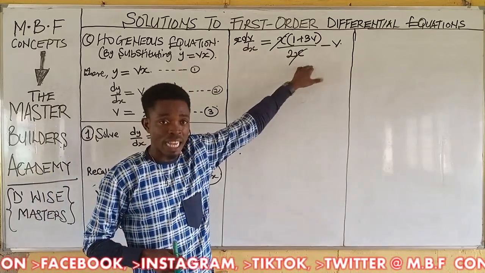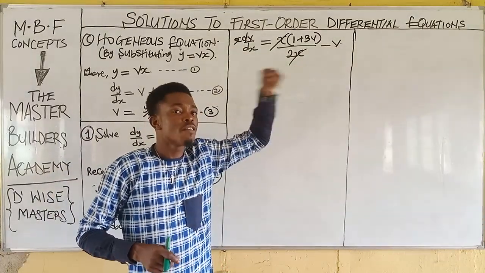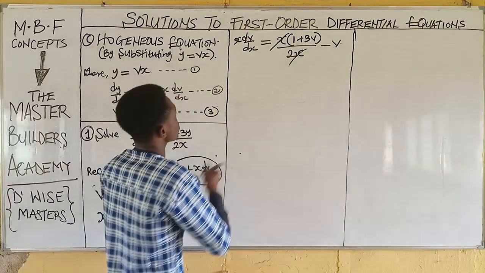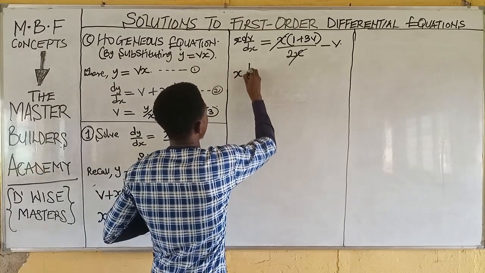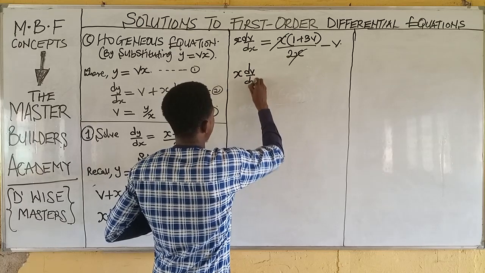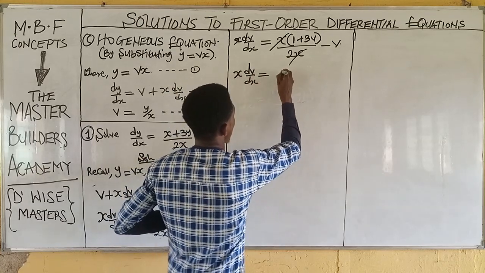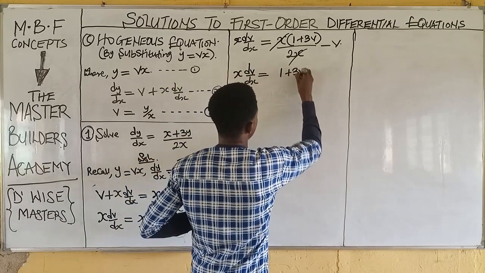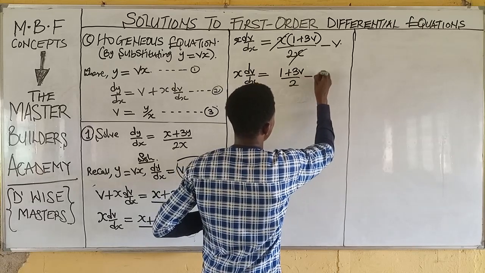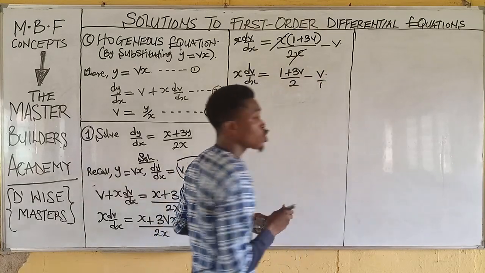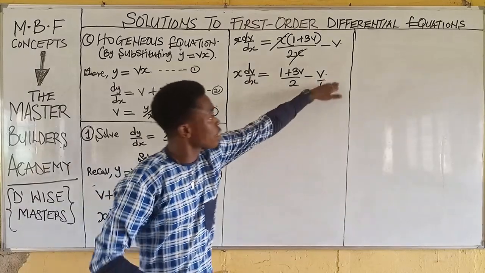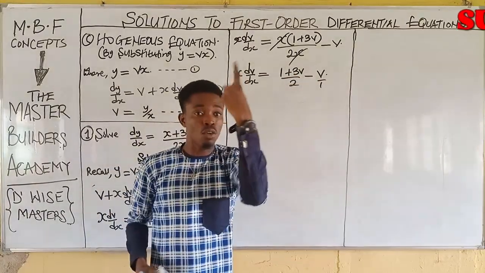You must not have x here after you have substituted for y. Now, at this point, this would have given us x dv over dx is equal to 1 plus 3v over 2 minus v. Now, this is over 1. All we need to do now is to simplify the right hand side so that we can have only one common denominator.